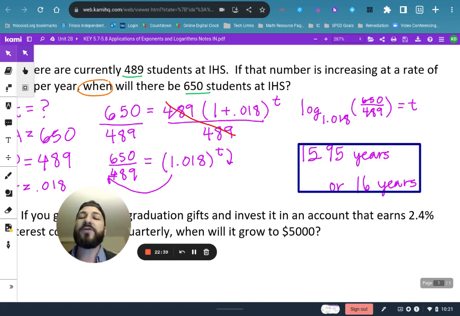But I want y'all to go ahead and try 8. It's going to be very similar to 7. So go ahead and pause me now, and then you can check your work here in just a second.